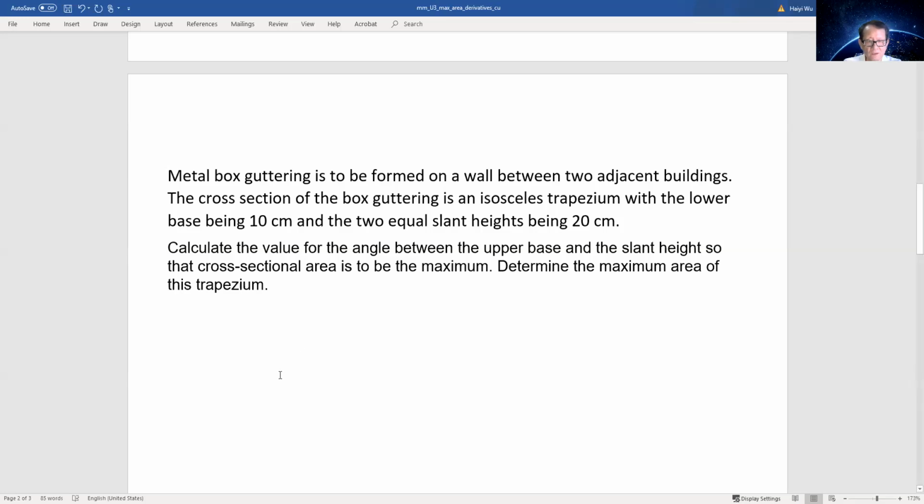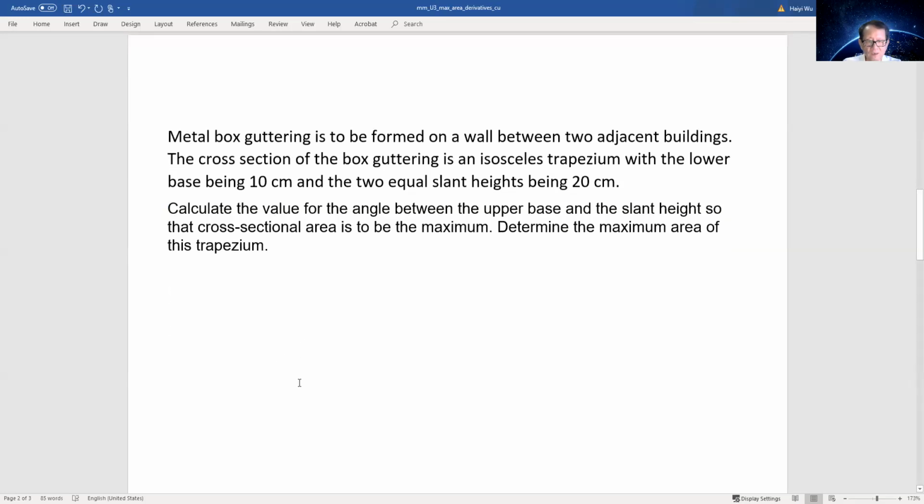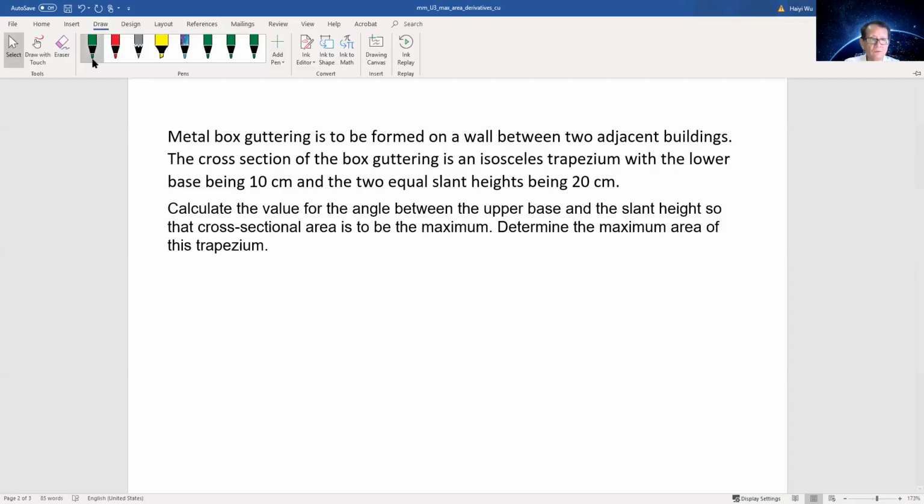So we need to find the value of the angle between the upper base and the slant height, so that this cross-sectional area is maximum. We also need to determine what that maximum area is. I'm going to draw the diagram first before we can understand this question better. So let's sketch the diagram.